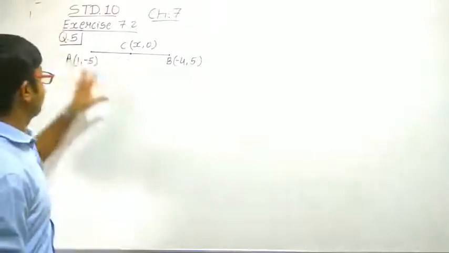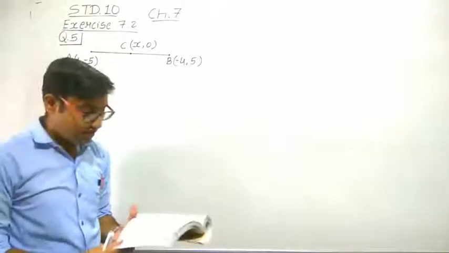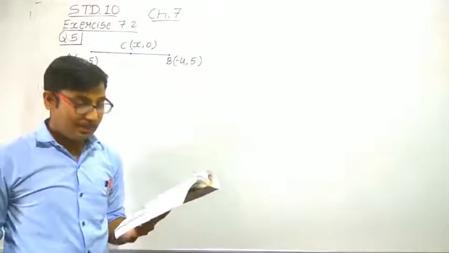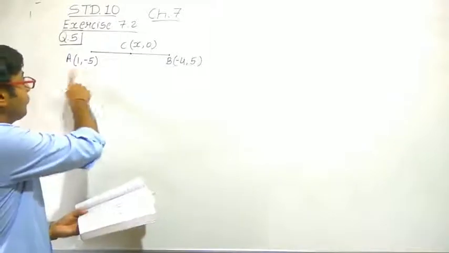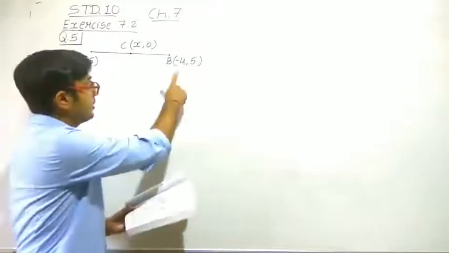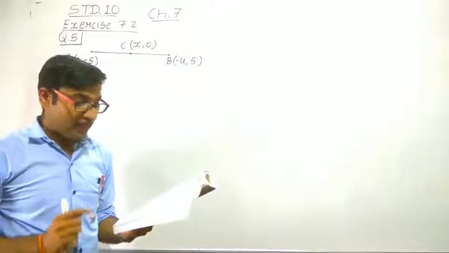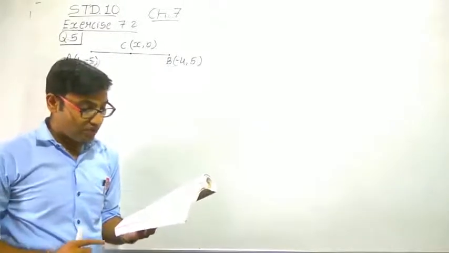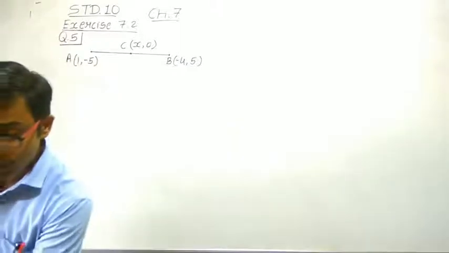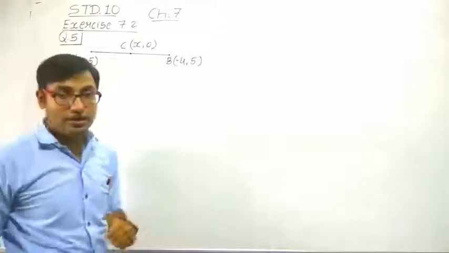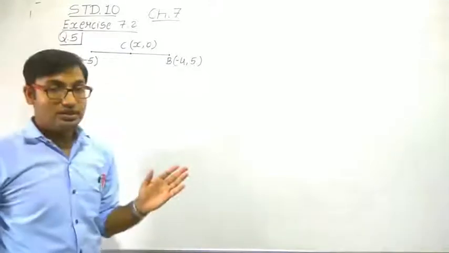Okay, so let us study question number 5. And what is the question? The question is: find the ratio in which the line segment joining the points A (1, -5) and B (-4, 5) is divided by the x-axis. Also find the coordinates of the point of division. So here also we have to find the ratio, but the point is not given.